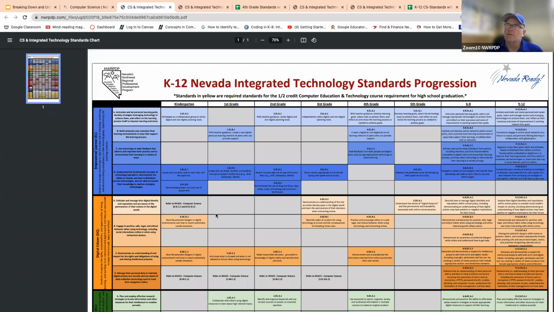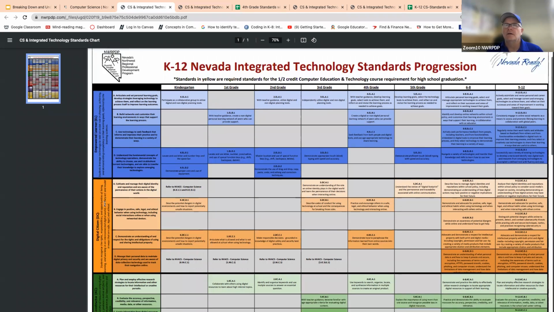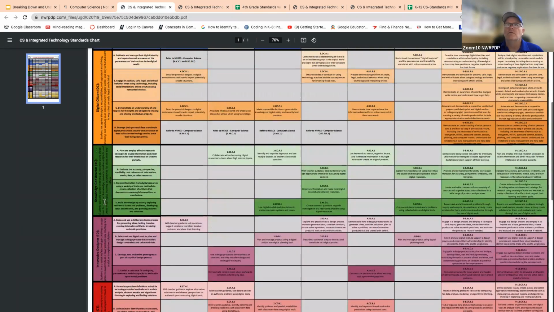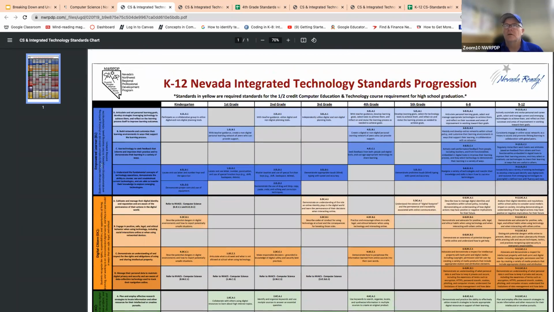And integrated technology is a little bit different. These came right from the national ones that the state adopted. And I believe there's 9 different sections. No, not 9. 1, 2, I was wrong. 3, 4, 5, 6, 7. There's 7 different areas: empowered learner, digital citizenship, citizen.